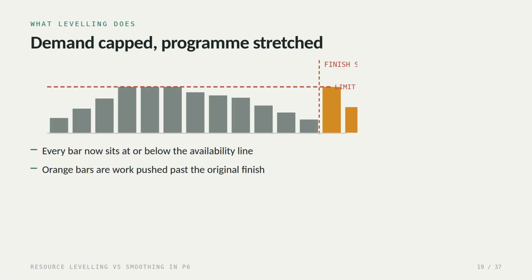So here's the result. Every bar now sits at or below the availability line. Nothing exceeds what you can actually supply. But look at the right-hand side. Those orange bars are work that's been pushed past the original finish date. That's the trade you just made. You bought a deliverable staffing plan, and you paid for it with time.